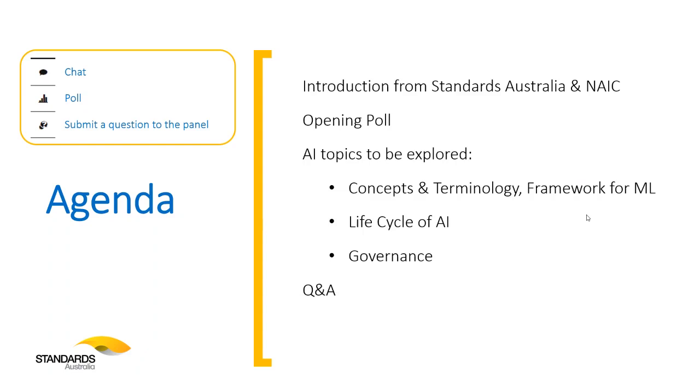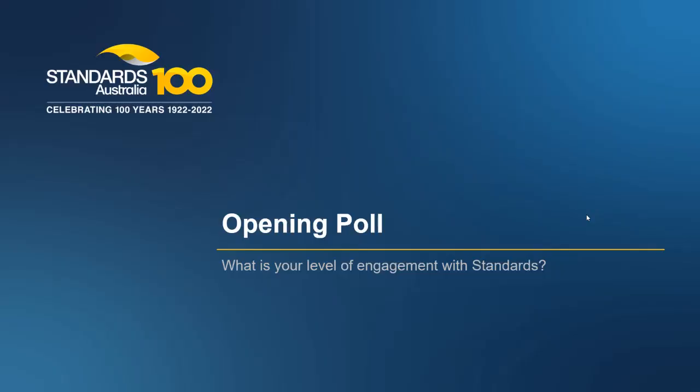So as I mentioned, we're going to be talking about concepts and terminology and a framework for machine learning. This is a very important standard in the whole landscape of AI standards, and we'll have some speakers talk to that today. We're going to talk about the life cycle of an AI system and governance of AI and how that fits in with everything else. Finally, we'll pause for some questions from the audience at the end of the session, so please put in questions as we go through.